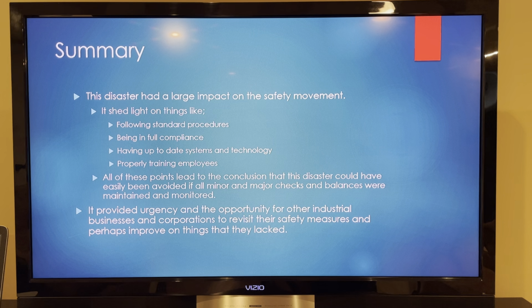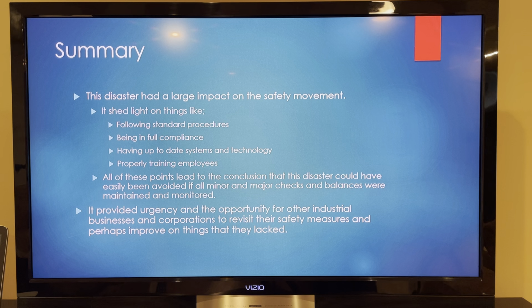So, summary. This disaster had a large impact on the safety movement. It shed light on things like following standard procedures, being in full compliance, having up-to-date systems and technology, and properly training employees. It's pretty clear that they didn't have standard procedures that they followed or kept up with. They weren't in full compliance or even half compliance. Like we talked about before, their safety systems and technology were inoperable, non-existent, or not up to date. And then there's the fact of them being understaffed and lacking trained employees.